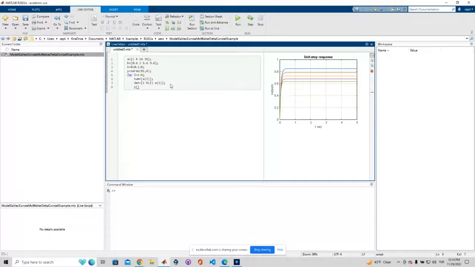Now we need to define our Y. As you remember from the first experiment, we define it like this in our function, and then we're going to put our step response again. In a step response, you just write your numerator, comma, denominator, and with respect to time.